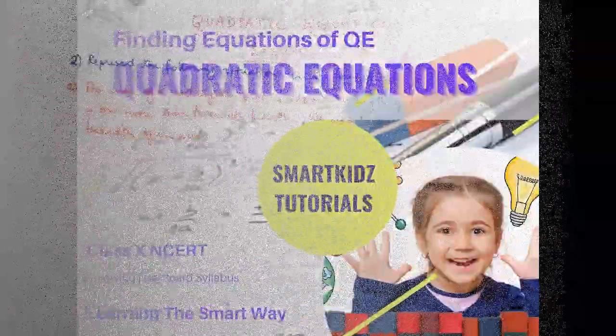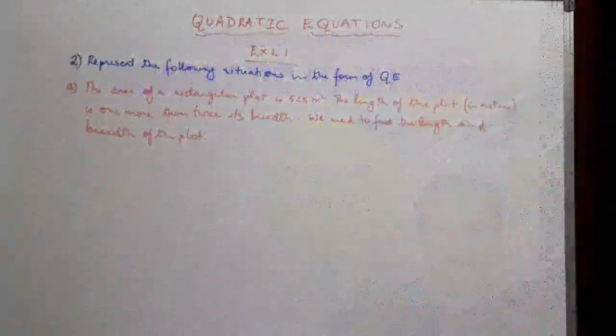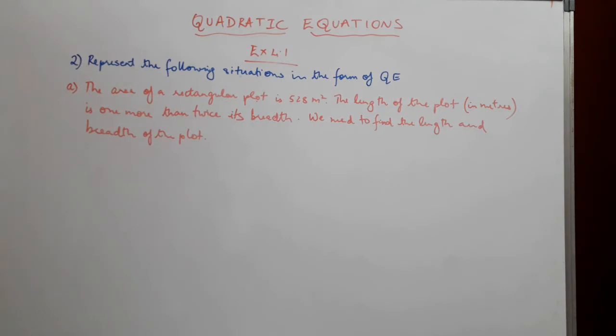Hello students, in this video we'll do the second question from exercise 4.1 under quadratic equations from the NCERT book. The first problem is: the area of a rectangular plot is 528 square meters. The length of the plot in meters is one more than twice its breadth. We need to find the length and the breadth of the plot. The question says represent the following situations in the form of quadratic equation.